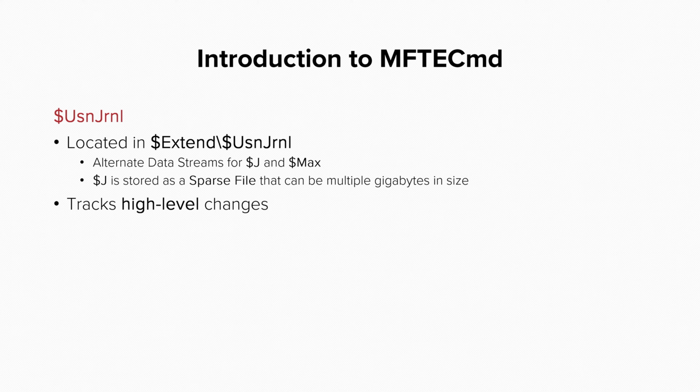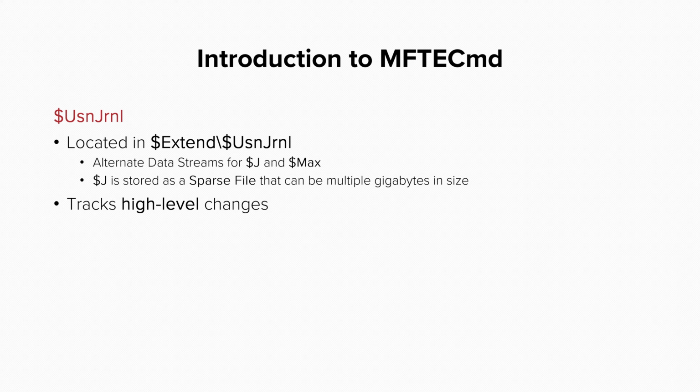The first of the two journals we're going to talk about is called the UsnJrnl. The actual file is $UsnJrnl, and it's stored under the $Extend directory. There's actually a couple of alternate data streams within $UsnJrnl, and they are $J and $Max, but it's $J that contains the meat, the actual data we're after. $J is stored as a sparse file, so it can appear to be multiple gigabytes in size.